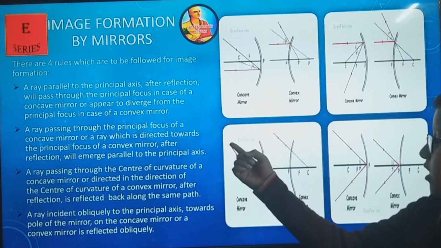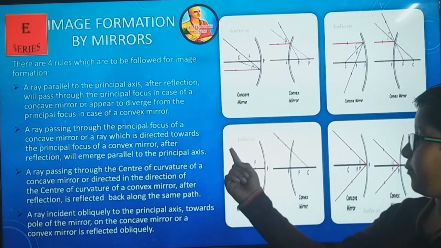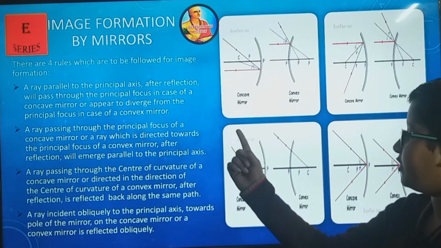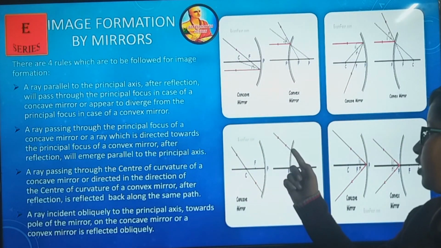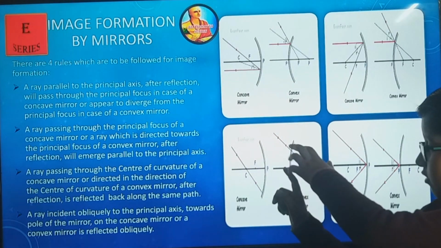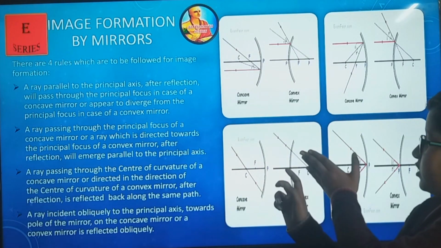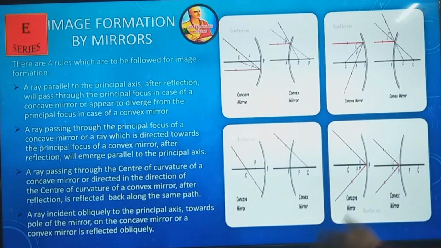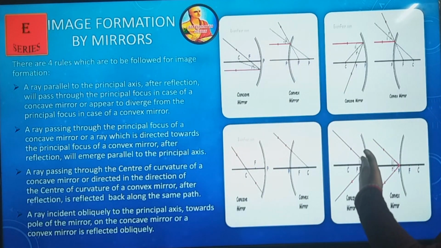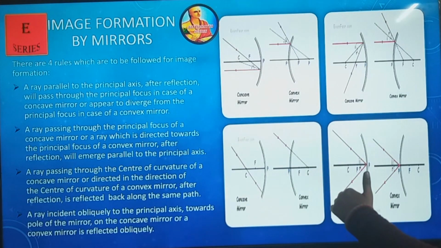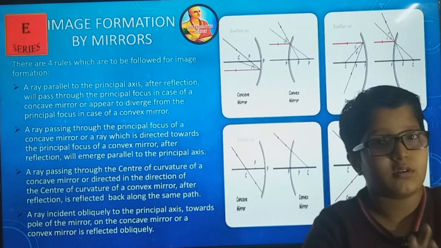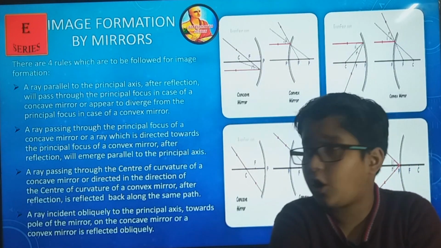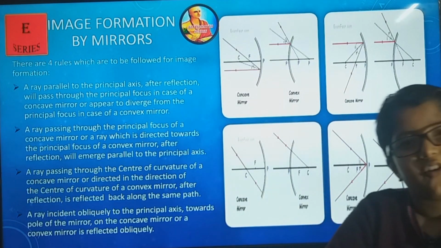Here, in a concave mirror, a light beam passing through the center of curvature retraces back, and in the convex mirror, the ray directed at the center of curvature also retraces back. And here these two are the same: the light comes on the pole and gets reflected back in the case of concave as well as convex mirror. Now let's see the ray diagrams of concave and convex mirrors.